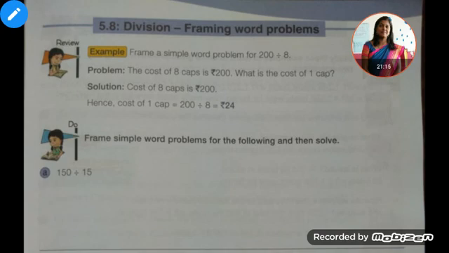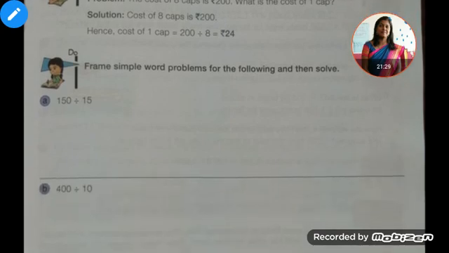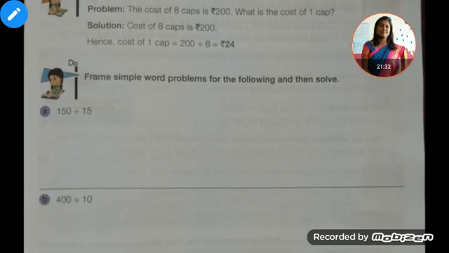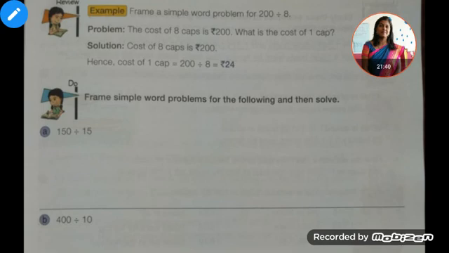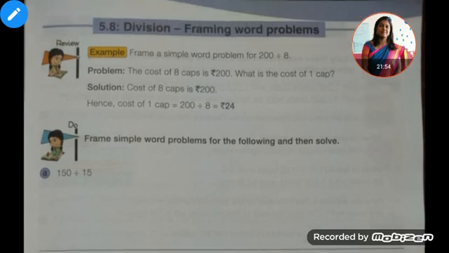Similarly here, the smaller number gives you the material, or the quantity of the things, and the 200 you can describe as the amount. So it is easy to frame the problem. If you go with the first sum, 150 divided by 15, you can frame the sentence like this. The cost of 15 pens is equal to 150. So what is the cost of 1 pen? It is very easy to frame a problem based on the reference given in the example.